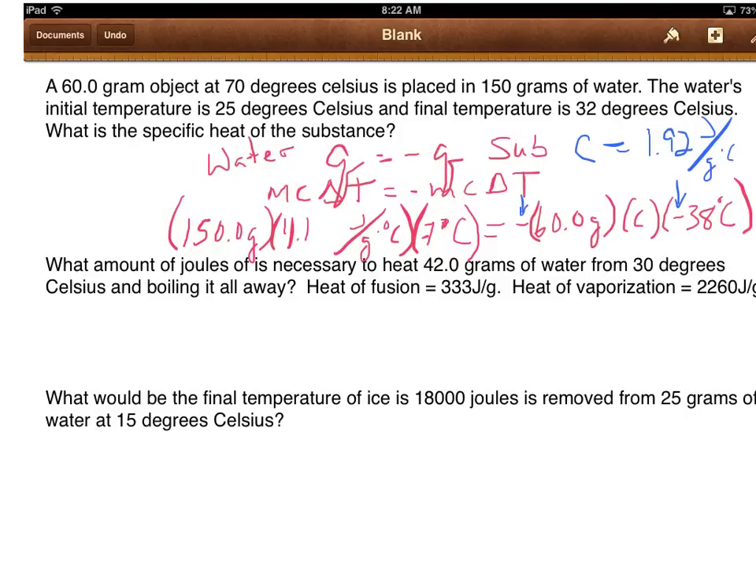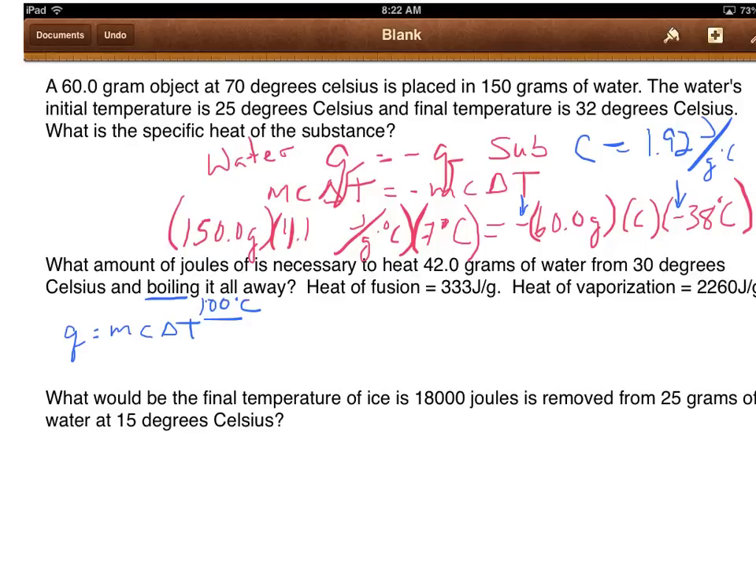All right, let's look at the next problem. What amount of joules is necessary to heat 42 grams of water from 30 degrees Celsius and boiling it all the way? So, again, what we need to know is that there is a temperature change, right? In order to boil water, we know that it has to reach 100 degrees Celsius. So our final temperature of the water is going to be 100 degrees Celsius. So we can do our Q is equal to mc delta T.